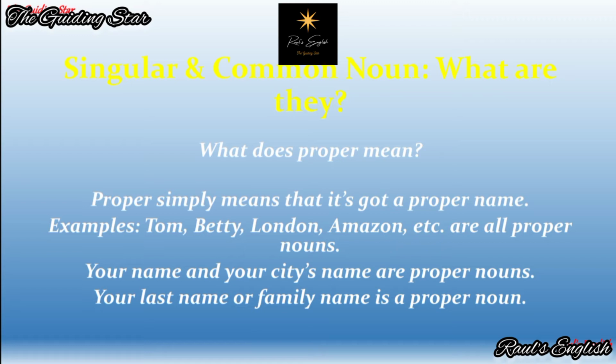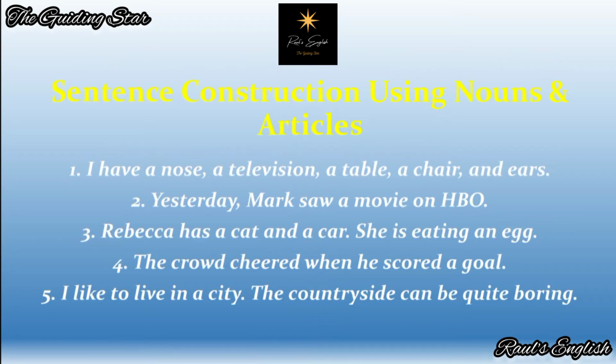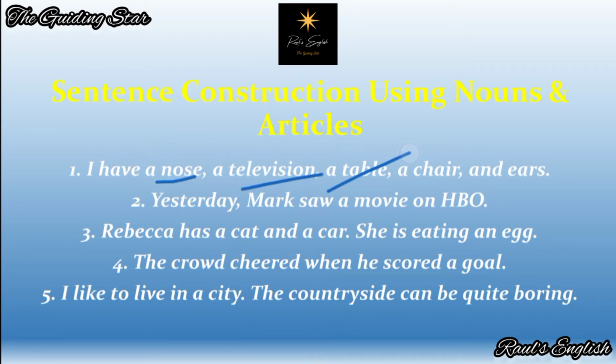So let's see some examples of common nouns which are singular as well. Nose, table, chair, television, car, cell phone, radio, speaker, remote. They are all common and singular nouns, right? So let's construct some sentences. Number 1. I have a nose, a television, a table, a chair, and ears. So a nose, a television, a table, a chair. All nouns here are common singular, common singular, common singular, common singular, but ears is common but not singular.